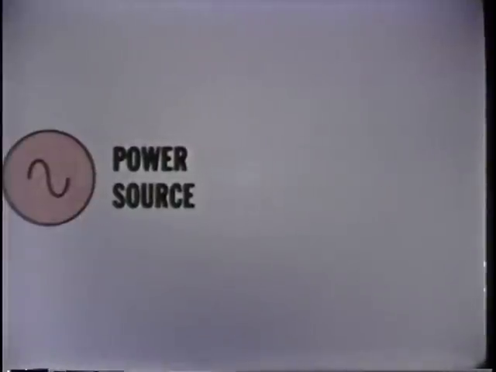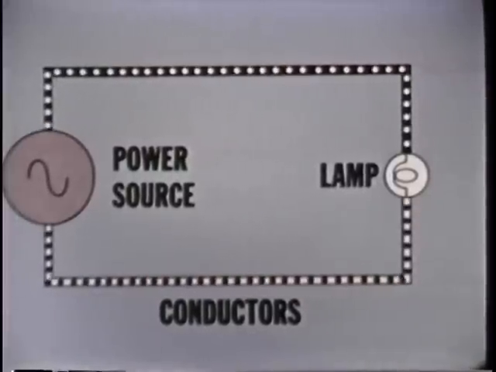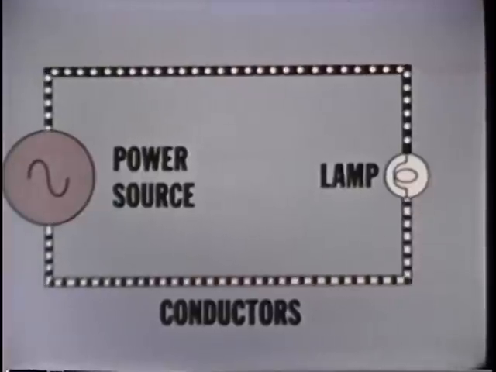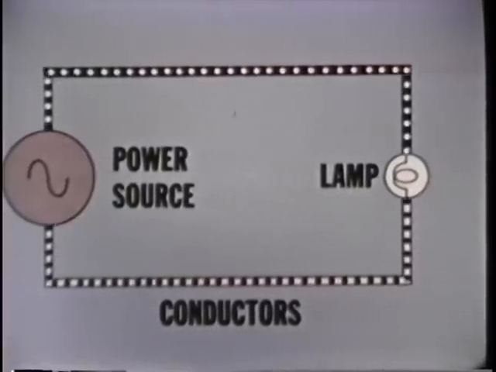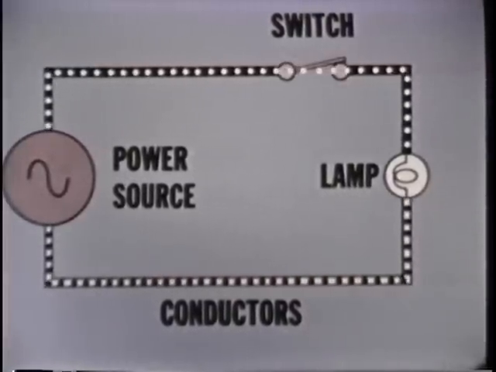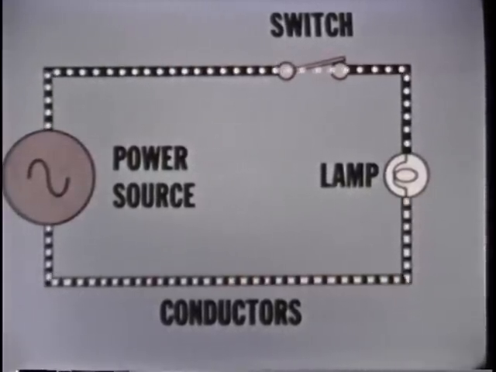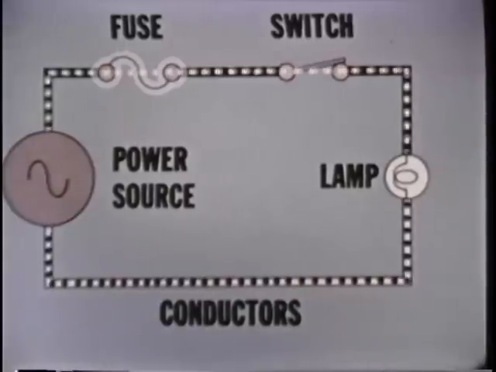An electric circuit is a path or a group of interconnected paths capable of carrying electric currents. An electric circuit exists when a source of power is attached through a pair of conductors to an electrical device, such as a lamp. Current flows from the power source through the conductors to the electrical device. To provide a measure of control, a switch is normally added to turn the circuit off and on. To protect the circuit from damage in the event of trouble, a fuse or circuit breaker is added to the circuit.